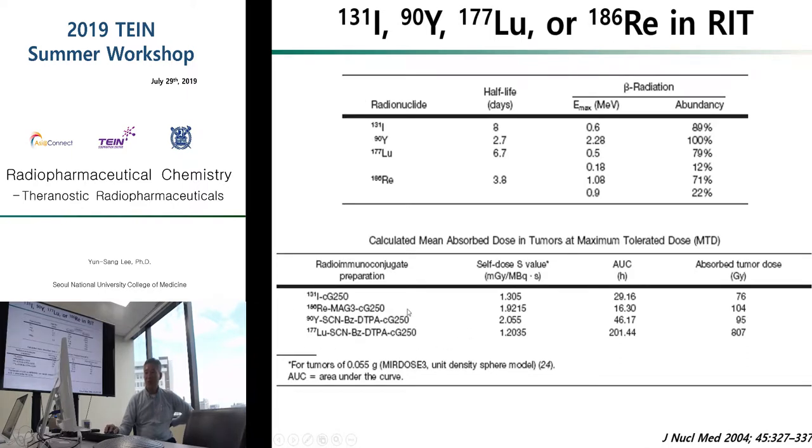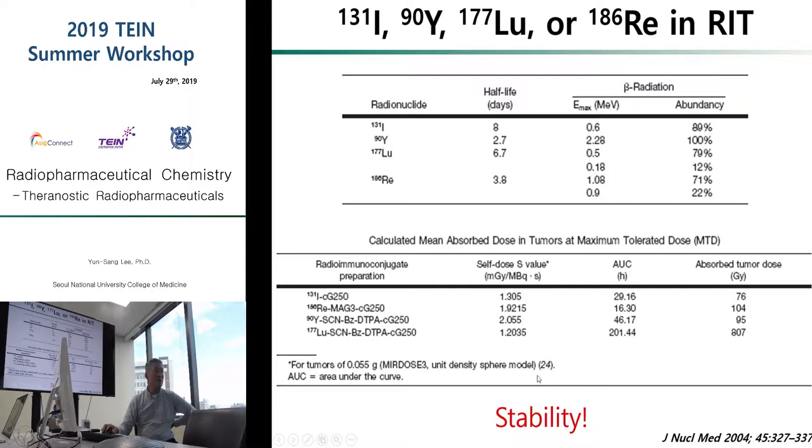And also you have to consider the stability. You can see here CG250, that is the specific antibody. They labeled the iodine-131, uranium, yttrium, and lutetium. Then they calculated the observed tumor dose from the image or biodistribution study. They said that in case of iodine it is 76, but lutetium has 800. So you can see here more than 10 times more dose to the tumor. In case of lutetium, they use the DTPA. In case of iodine, they use simply the tyrosine residue they can detect. As you know, iodine-131 is labeled to the benzene ring, that is very unstable.